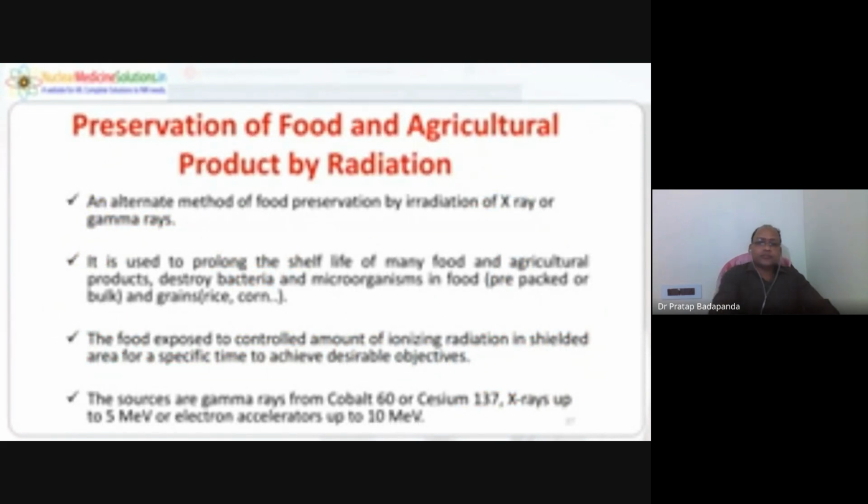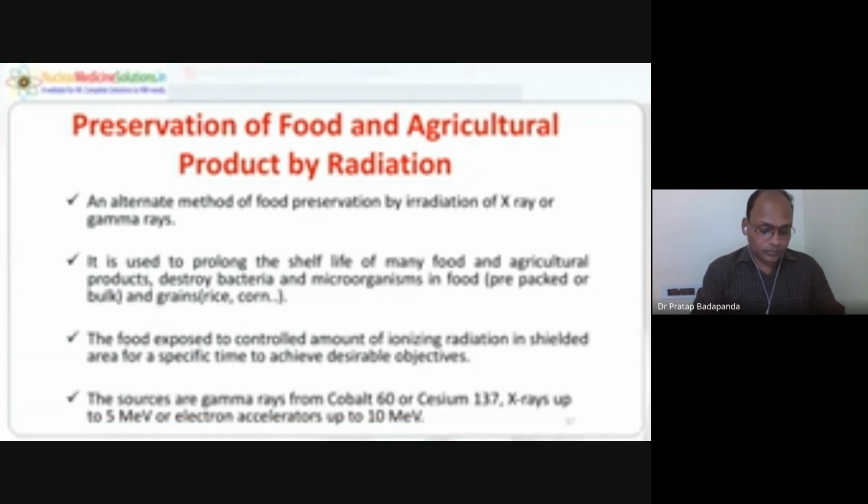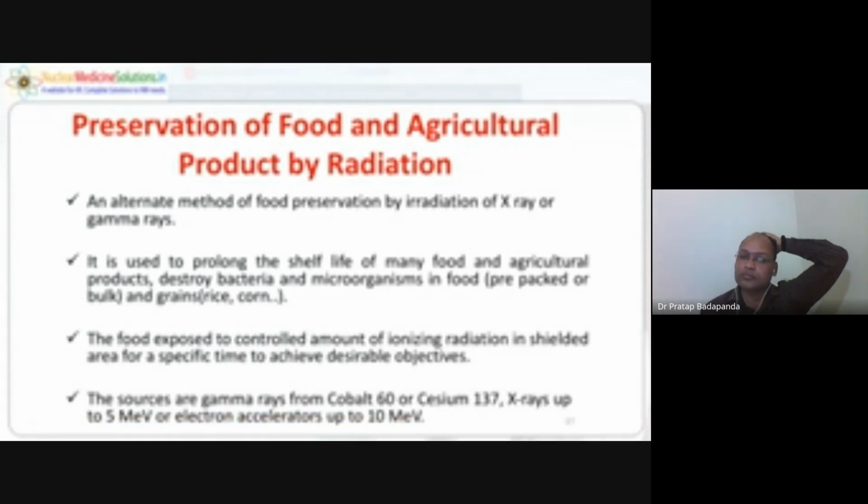You might have come across different kinds of potatoes, onions and different types of spices where we increase the shelf life by using radiation. This is one of the alternate methods of food preservation, by irradiation with X-rays and gamma rays. It is used to prolong the shelf life of many food and agriculture products. It destroys bacteria and microorganisms in food, pre-packed or bulk, and grains. The food is exposed to a controlled amount of ionizing radiation in a shielded area for a specific time to achieve desirable objectives.